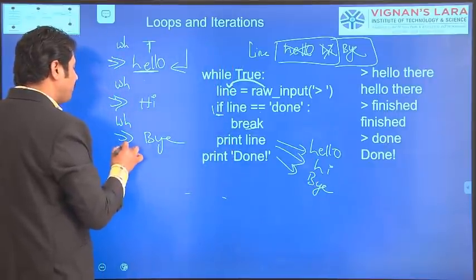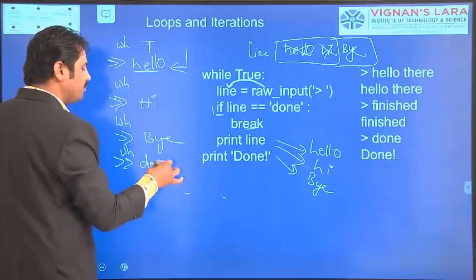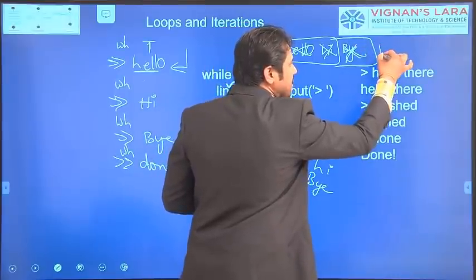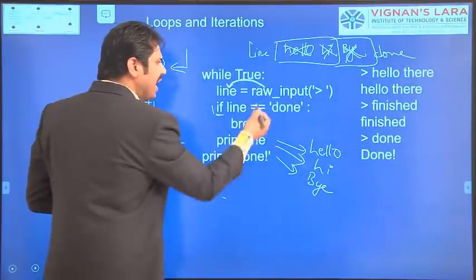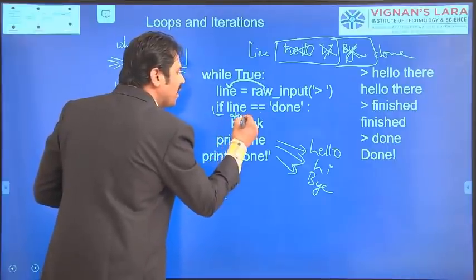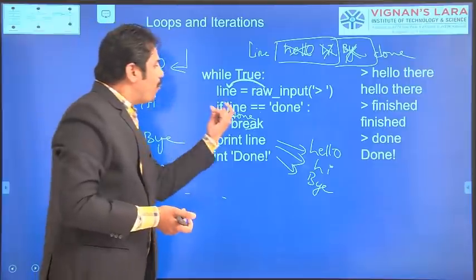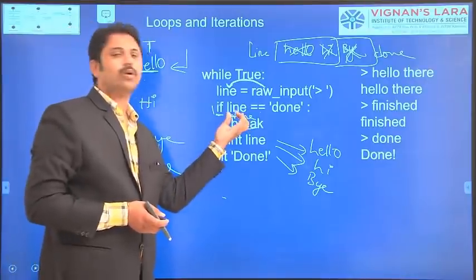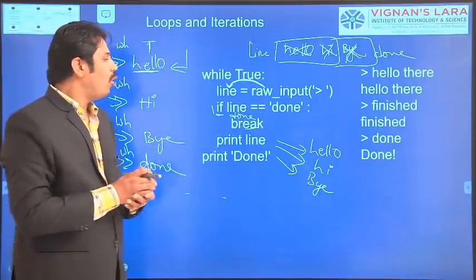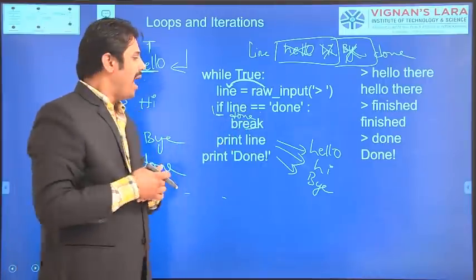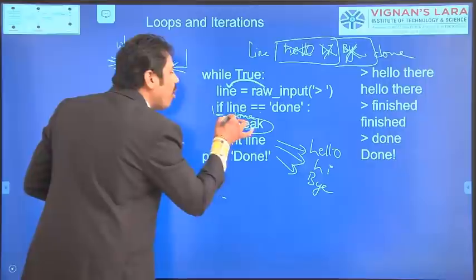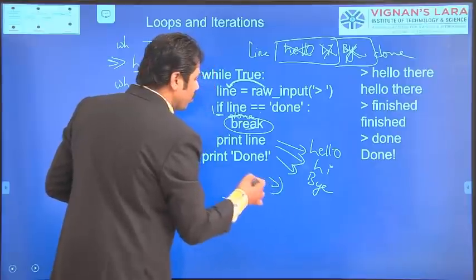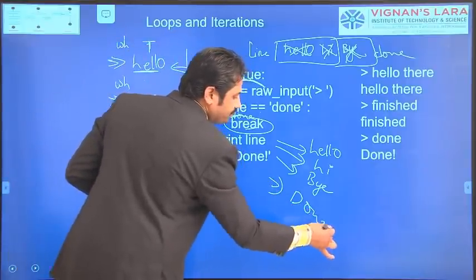At the fourth time, if I use done, this bye is going to be replaced by done and line contains done. Done equals to done, both are equal. Yes, the condition is true. After that you have to perform break, then it prints done the fourth time.